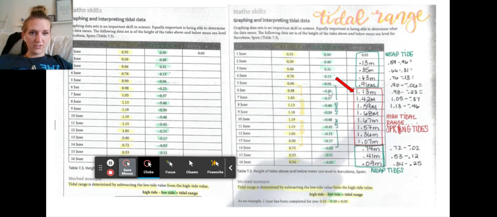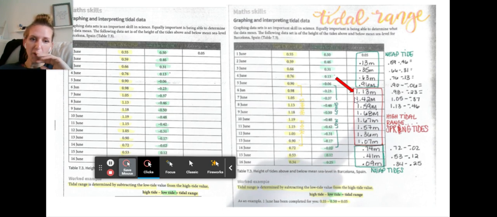And then I'm pointing to June 6th because I made a mistake. 0.98 minus a negative, which is really plus a positive. 0.23 minus 2 should be 1.21. It should be 1.21.